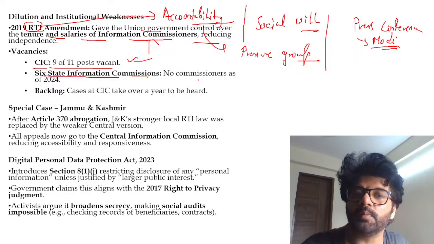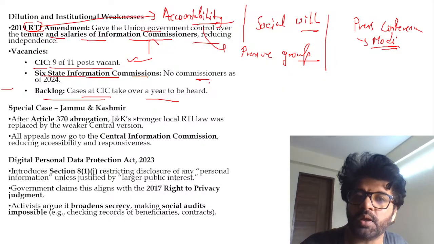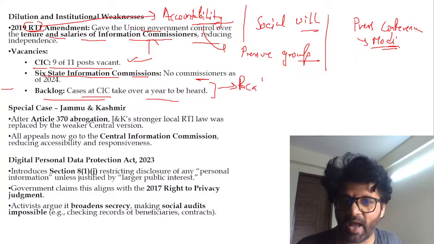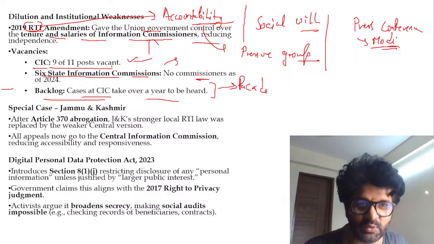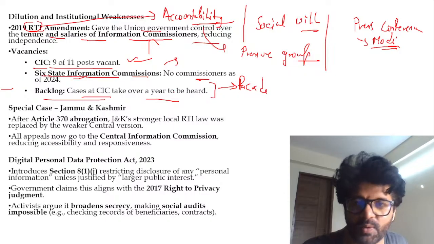Six state information commissions have no commissioners. Backlogs are huge; cases at the CIC take over a year to be heard. So why have this facade, guys? Why even have this particular organization? Just remove it. If you don't want RTI to work, you have nine posts vacant. You don't care about all these things.